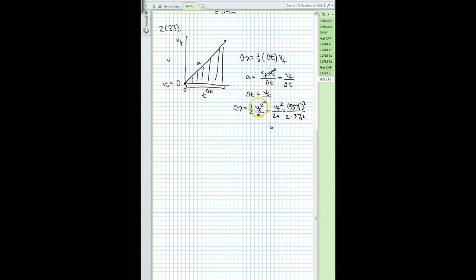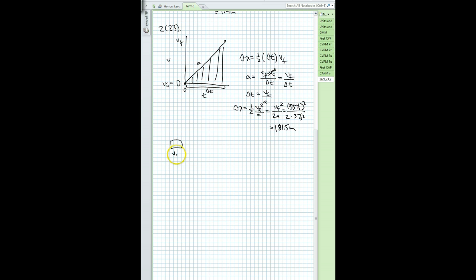If vf increases, delta x will increase. If a increases, delta x will decrease. You'll need a shorter runway. And those are all what we'd expect. So if I calculate all that out, I get 181.5 meters.